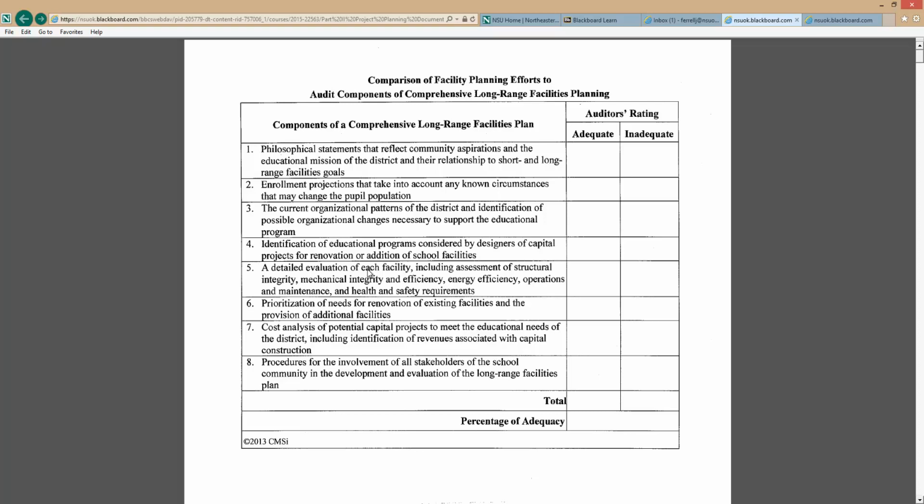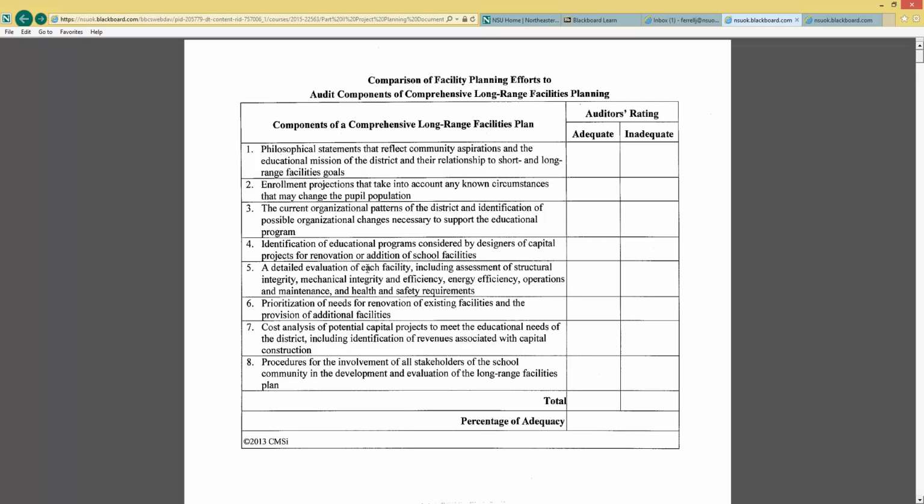Okay. Identification of educational programs considered by designers of capital projects for renovations or addition of school facilities. Criteria number 4. This is pointing to the fact that when you're building facilities projects, are you looking at specific programs and how they can affect design? For example, are you using small group design in your elementary programs? And does this small group affect how you're going to build elementary classrooms? That kind of thing, okay?